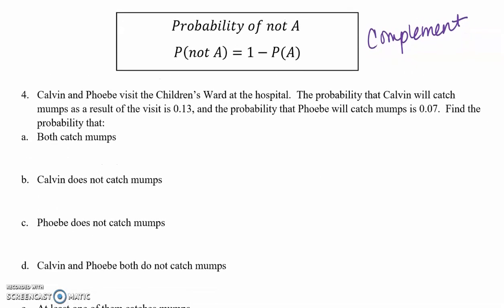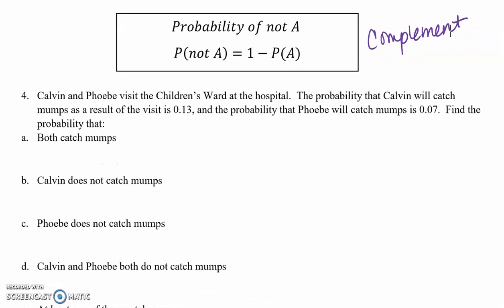So we're going to go through number 4. Calvin and Phoebe visit the children's ward at the hospital. The probability that Calvin will catch mumps as a result of the visit is 0.13, and the probability that Phoebe will catch mumps is 0.07. Find the probability that they both catch mumps. 0.13 times 0.07.